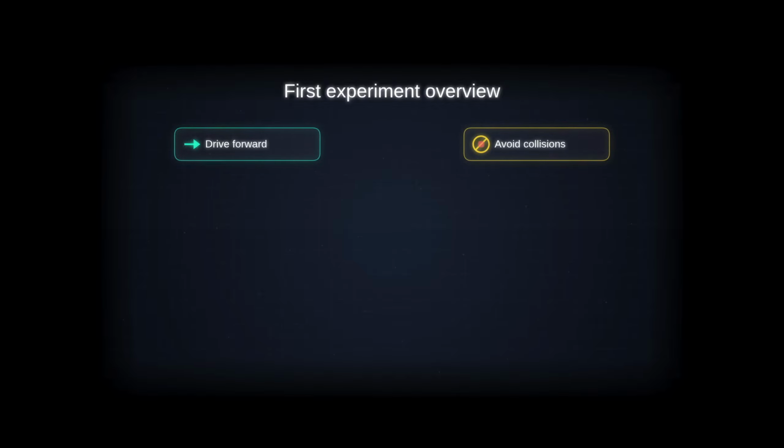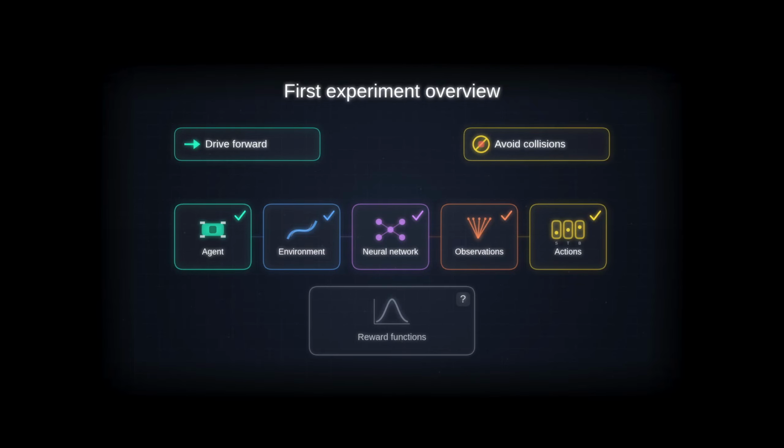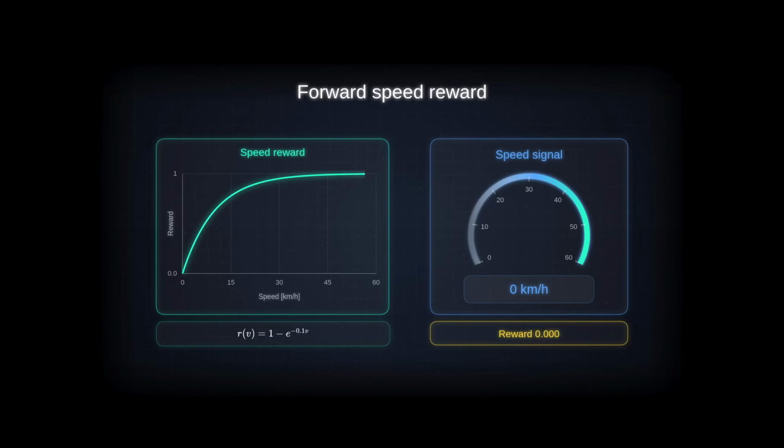We've already defined the agent and its environment, the neural network architecture, the observations, and the actions. The only thing left is to define the reward functions. The first function rewards the agent for moving forward. At this stage, our goal is not to maximize speed. Instead, we simply want to teach the algorithm that moving forward is significantly more beneficial than standing still. To achieve this, we use the following function, which maps the vehicle's speed to a reward value between 0 and 1.